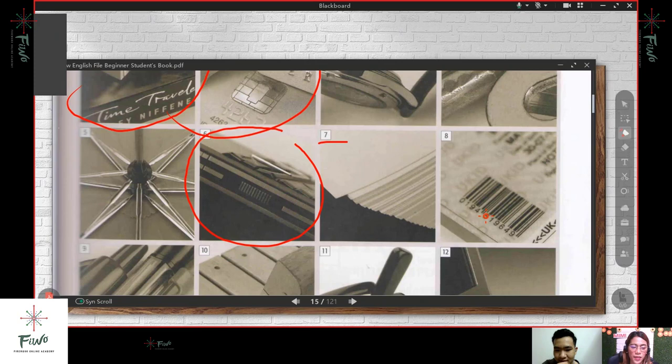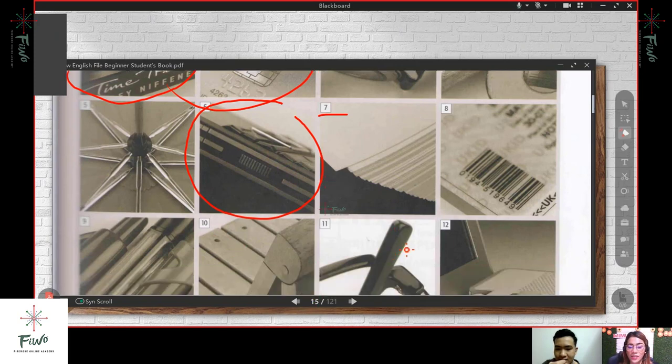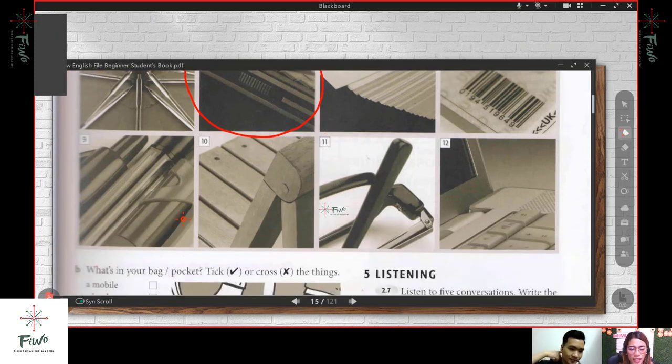Number eight. What is number eight? They are ID. I think it's just one, number eight. It is ID. ID or an ID? An ID. Yeah, it is an ID card. How about number nine? What are they? They are pens. Very good.